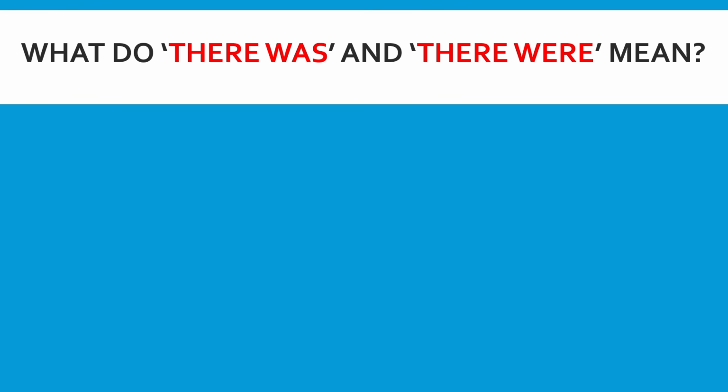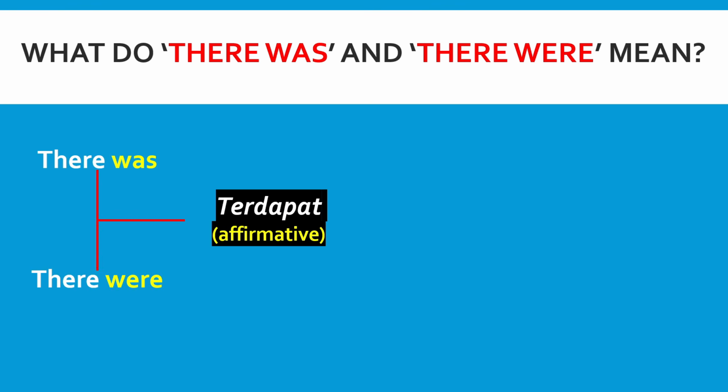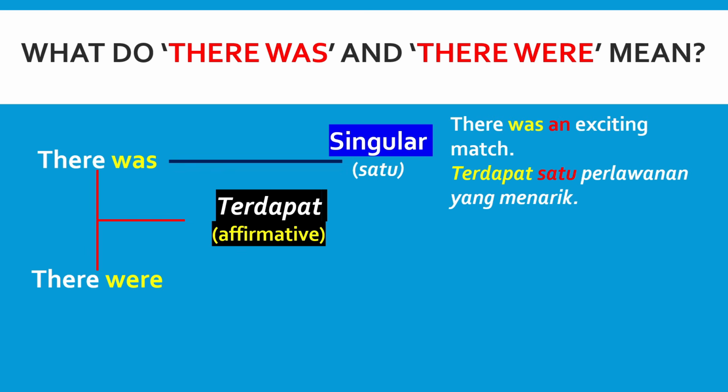Now, what do there was and there were mean? Generally, there was and there were mean the same, which is terdapat in BM, and they are used for affirmative sentences. The only difference between there was and there were is that there was is used for singular objects. For example, there was an exciting match. The article an is used here indicating one, and there is no s at the back of the word match. The object here is match. As we can see, there is only one match. Therefore, we use there was for this case.